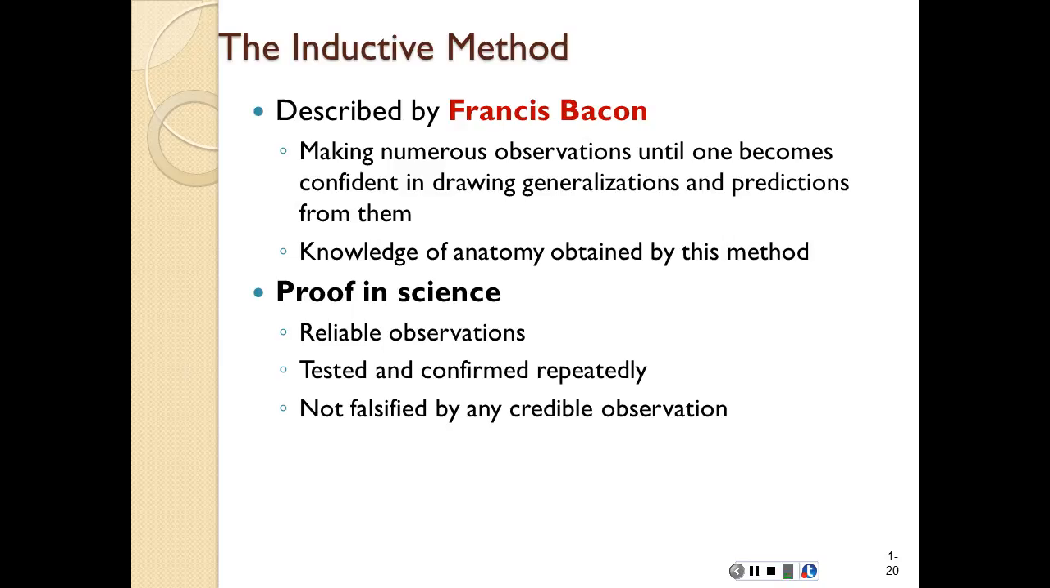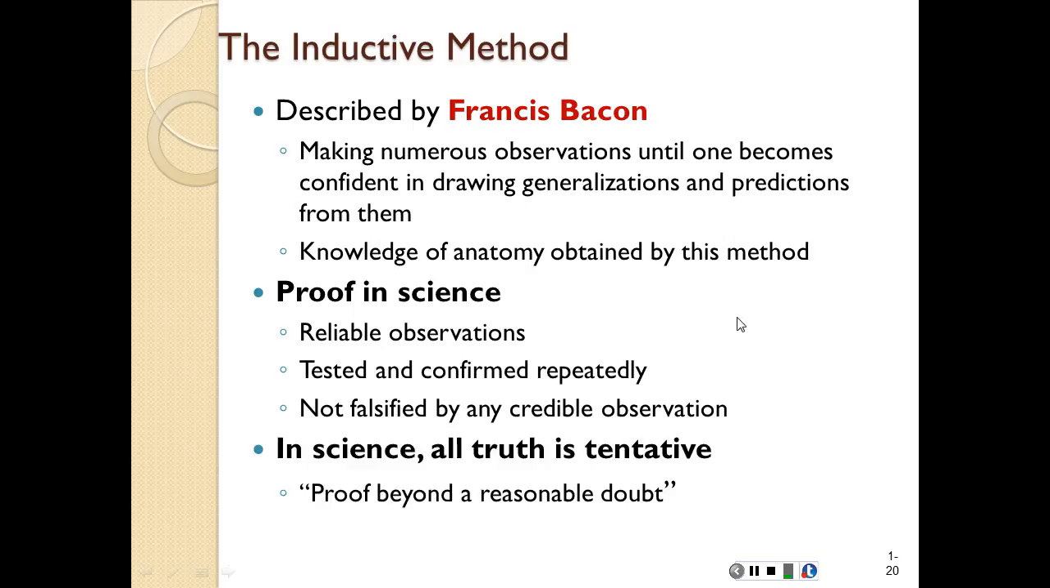So proof in science must have a reliable observation, must be tested and confirmed repeatedly, and not falsified by any credible observation. Some scientists will actually fudge the information so that they can get FDA approval, knowing that it's not going to be beneficial to the patients or to anybody else. They just want that money. So they'll falsify the information or documentation. They'll actually falsify the number of patients they've used, and they'll change the numbers here and there on their results. So that's what we're talking about, falsifying the information.